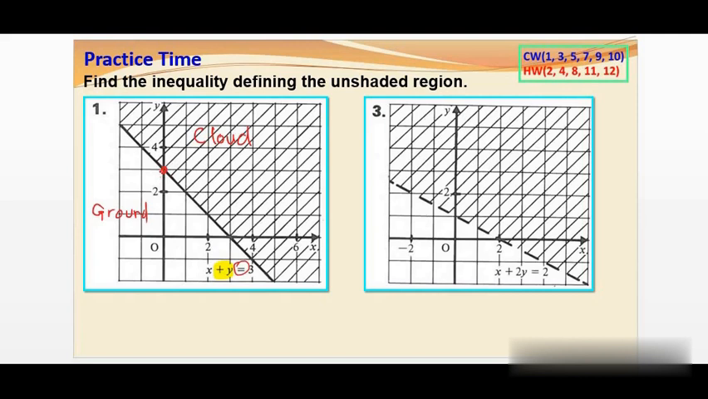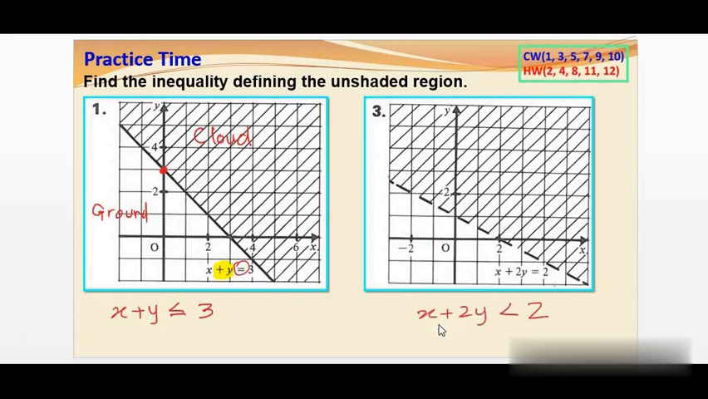From this point, the upper side is shaded, the lower side is unshaded. So how will you say? We need the lower value. So we will say x plus y is less than or equal to 3, because it's a solid line. Right? Now pause the video here and solve question number 3 on your own.